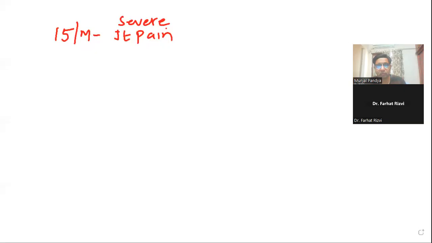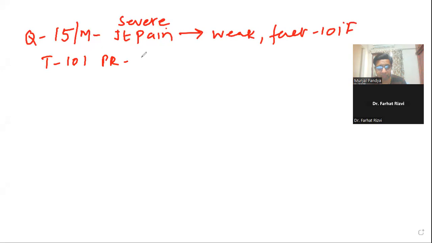So the scenario is like this: a 15-year-old boy presented with a history of severe joint pain and weakness. The patient has a fever of 101. On examination, temperature is 101, pulse rate is around 120 per minute, and there is severe joint pain, with a pain score of 9 out of 10. That is the pain score, right?